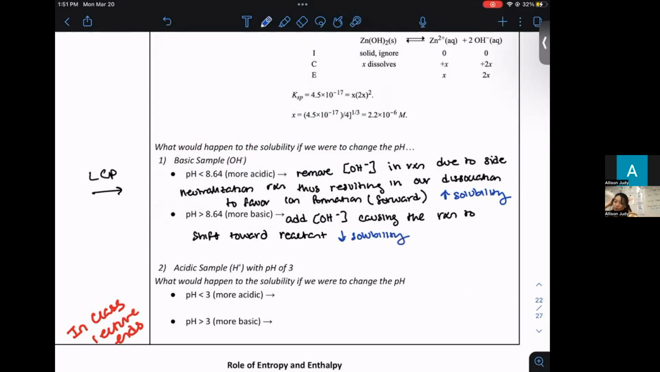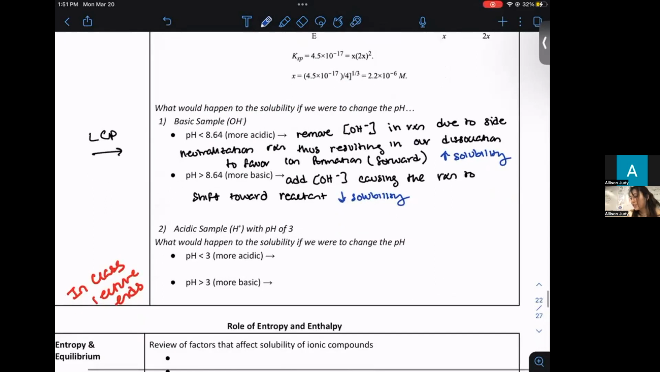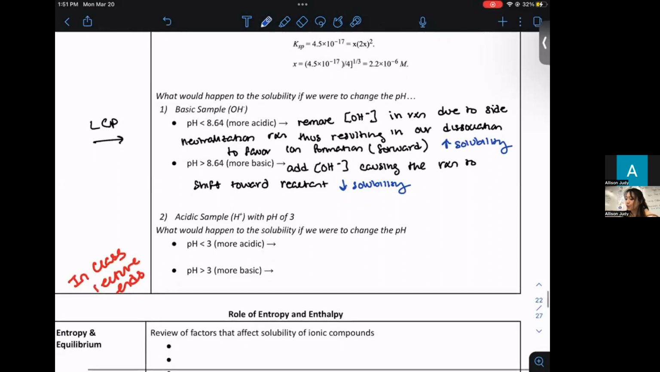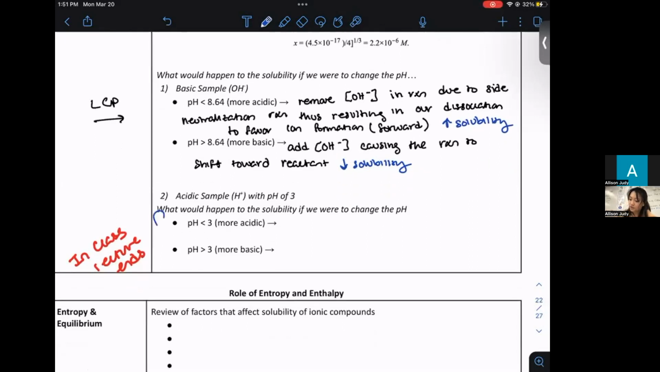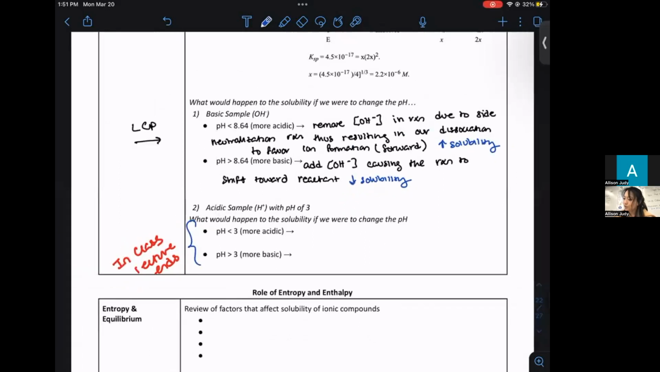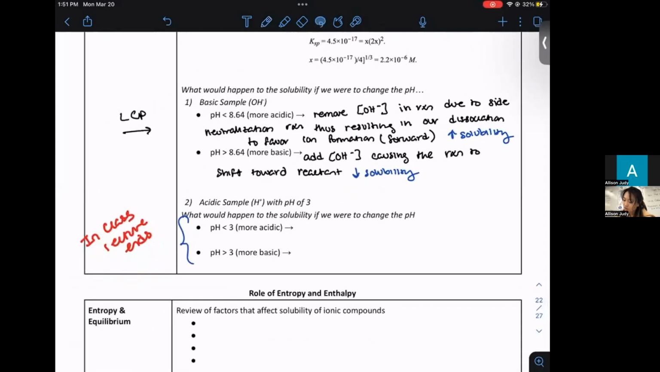Okay, and so then what if we considered this with a sample of H plus? Now, instead of having an ionic compound that produces OH minus, now we have H plus, and we're going to warm up with this question tomorrow. We're going to warm up with you putting this together tomorrow.